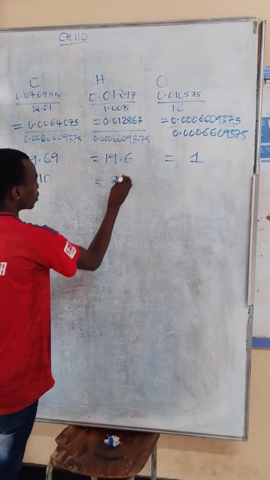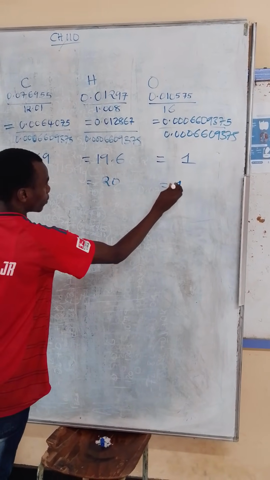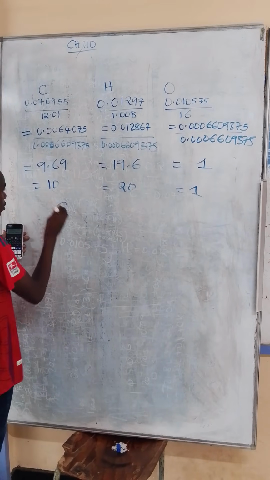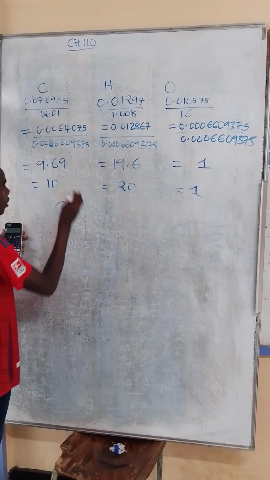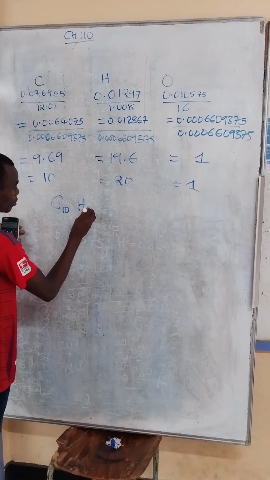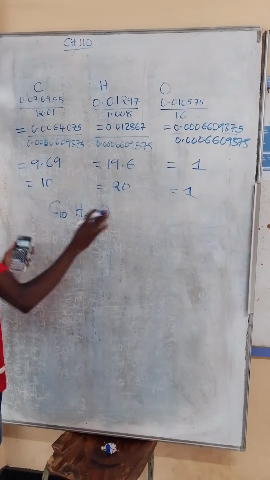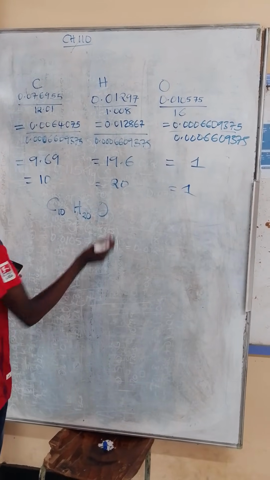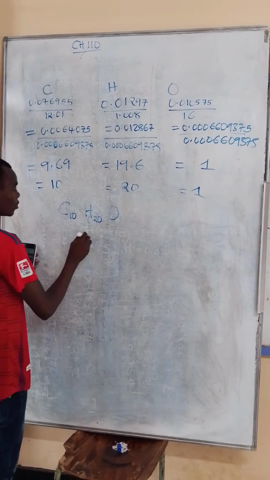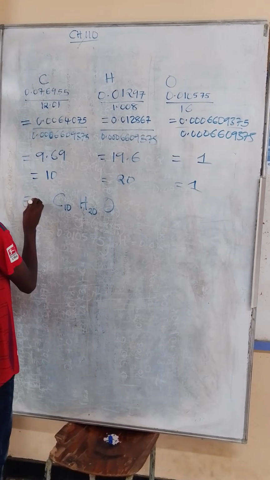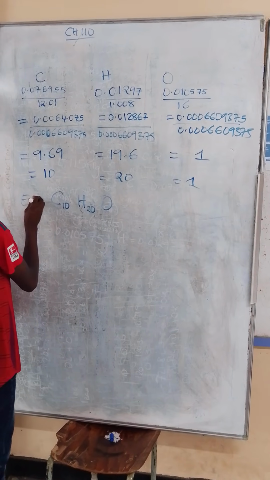From here we can bring the numbers together. So we have C 10, H 20, and oxygen 1. You can just ignore it without even writing it. So this is your empirical formula, C10H20O. This is the answer.